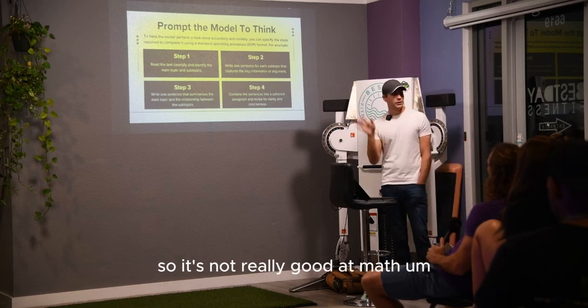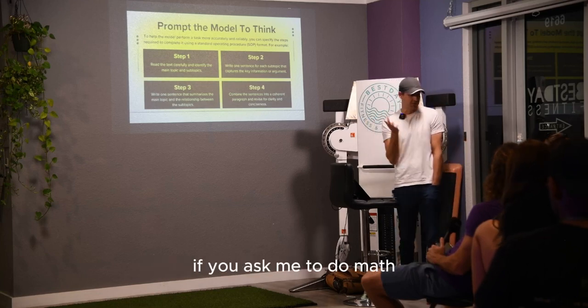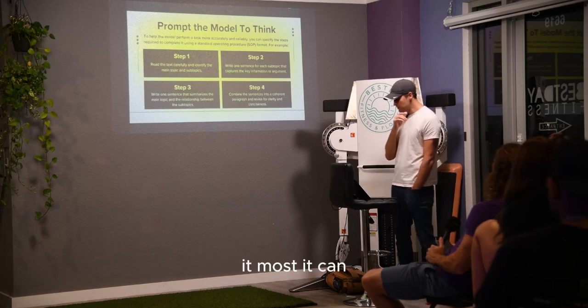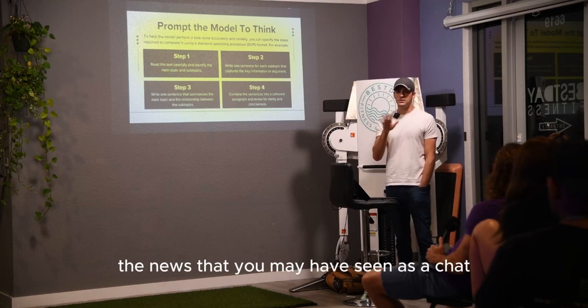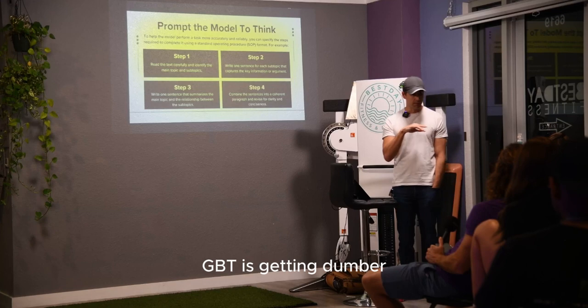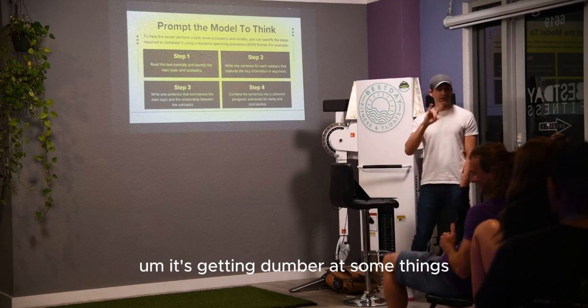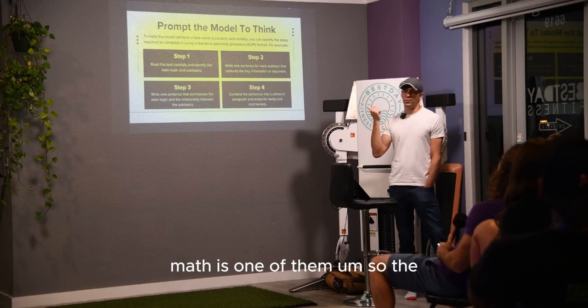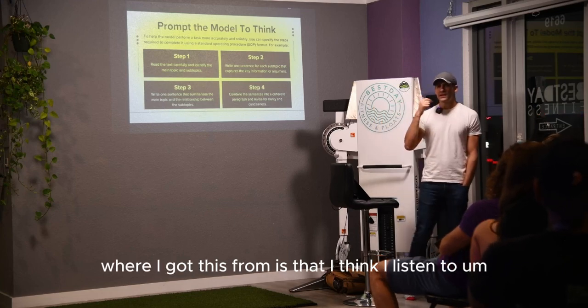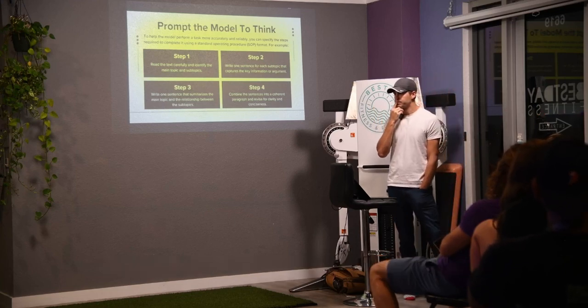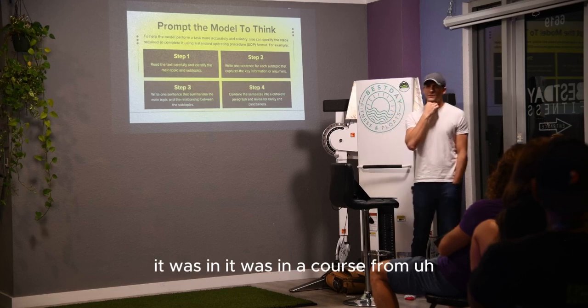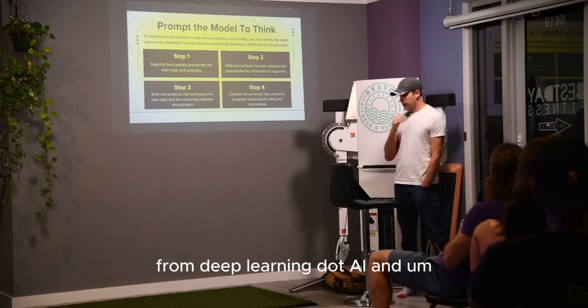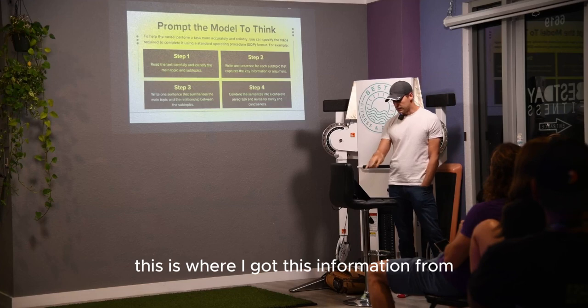So it's not really good at math. If you ask it to do math, it can. The news that you may have seen is that ChatGPT is getting dumber. It's getting dumber at some things. Math is one of them. So where I got this from is, I think I listened to, it was in a course from deeplearning.ai, and this is where I got this information from.